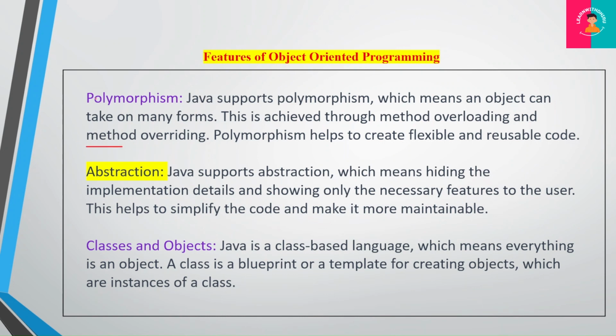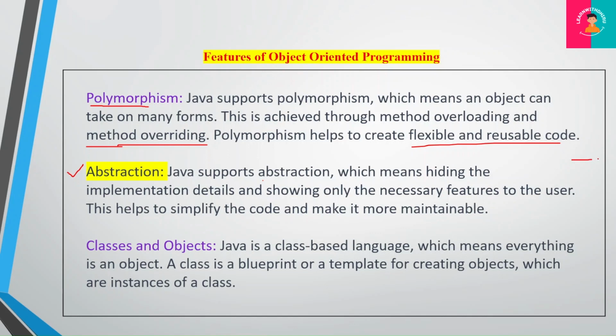Then coming to the next one, polymorphism. Java supports polymorphism, which means an object can take one or many forms. This is achieved through method overloading and method overriding. Polymorphism helps to create flexible and reusable code. Then coming to abstraction, Java supports abstraction, which means hiding the implementation details and showing only the necessary features to use. This helps to simplify the code and make it more maintainable.